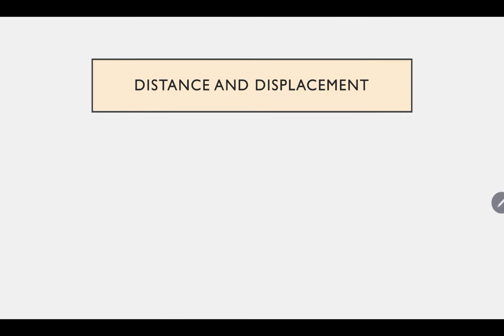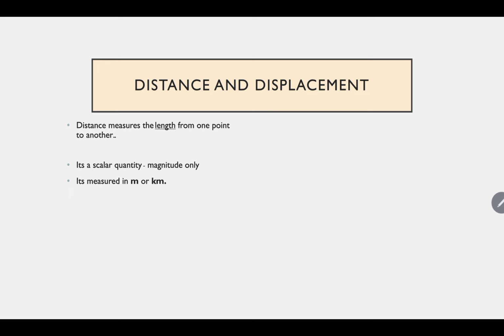Let's start with the difference between distance and displacement. Distance is nothing but the length from one point to another. It's a scalar quantity, which means that it has only the magnitude. Since I'm only measuring my length, like 20 kilometers, which has no direction, it's a scalar quantity. If you're measuring time, 2 hours, 5 minutes, 3 seconds, did I mention any direction? No. Then time is also a scalar quantity. Distance is measured in meters or kilometers.